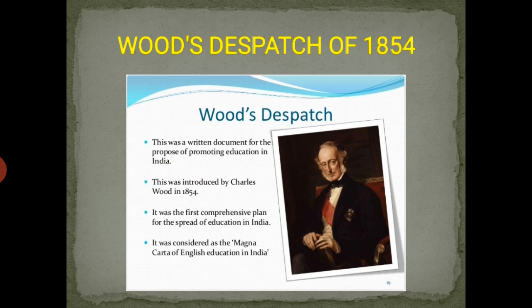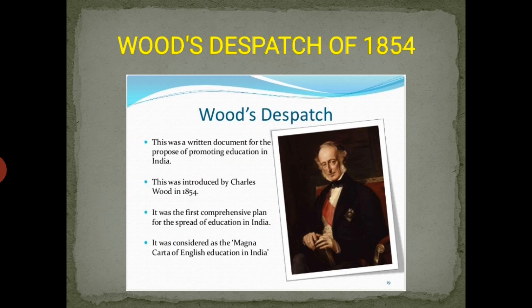Students, Charles Wood suggested that primary schools must adopt vernacular languages, high schools must adopt Anglo-vernacular languages, and at college level English should be the medium of education. This is known as the Wood's Dispatch. Students, this Wood's Dispatch was introduced by Charles Wood in 1854. When? In 1854.